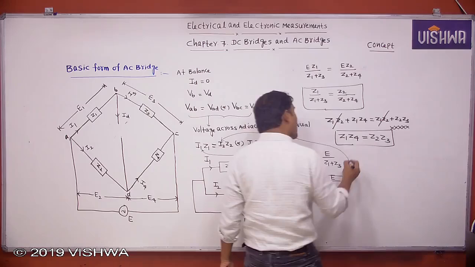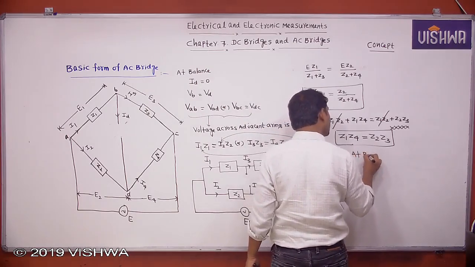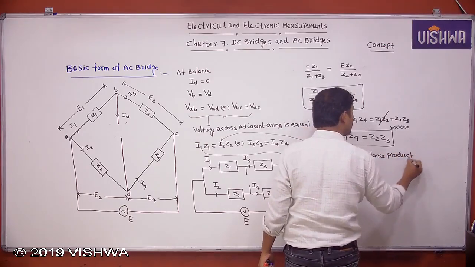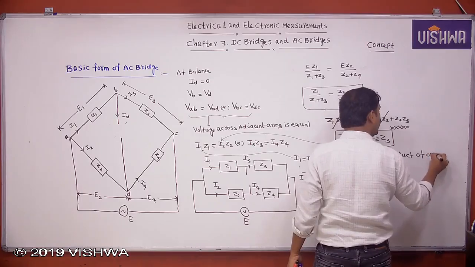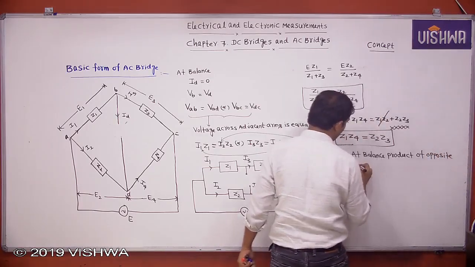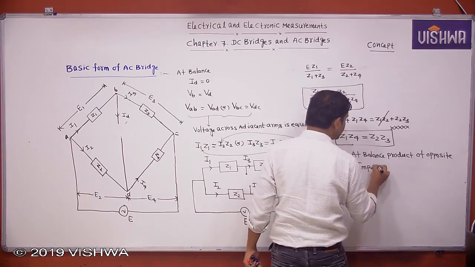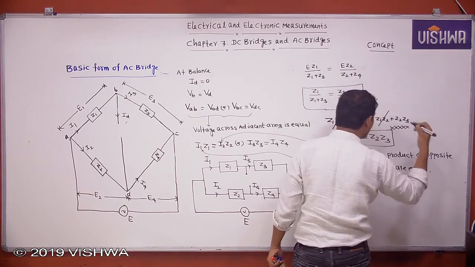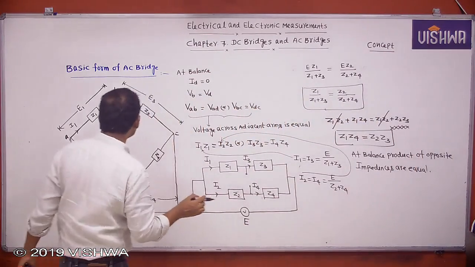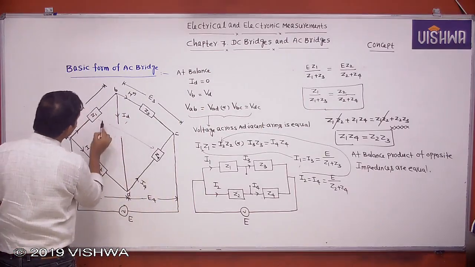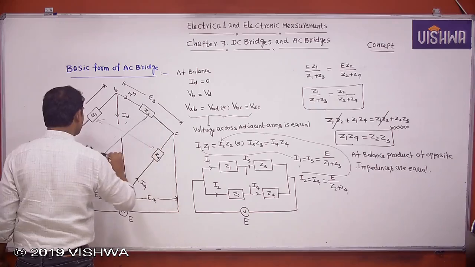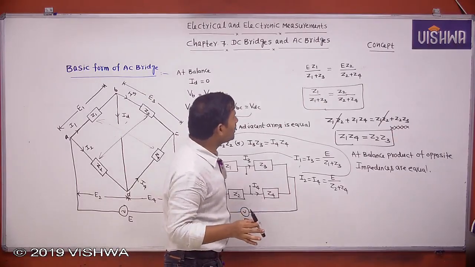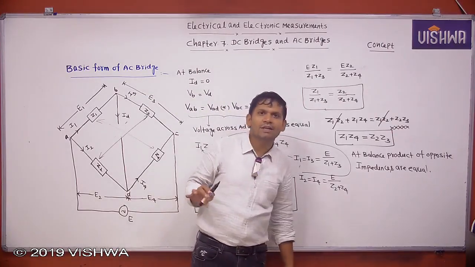That means at balance, very important, the product of opposite impedances are equal. This is the balance condition: Z1 Z4 equal to Z2 Z3. Mainly to solve any problem on AC bridges or DC bridges, this condition is important.